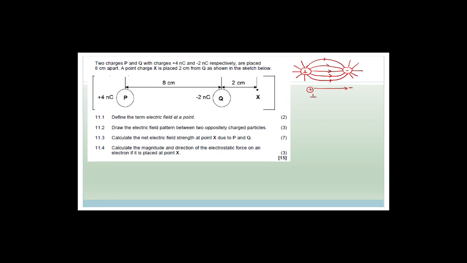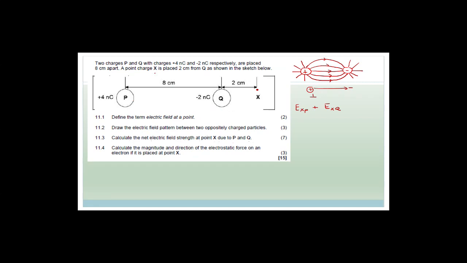Now it says, calculate the net electric field strength at point X due to point P and point Q. Okay, so net electric field strength is actually the sum of the two. So in other words, we're saying the electric field strength at X due to P plus the electric field strength at X due to Q. Now remember that we've got kQ over r squared. That's all it is, kQ over r squared.